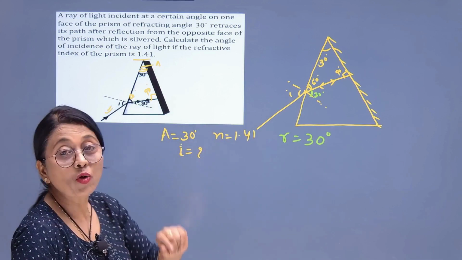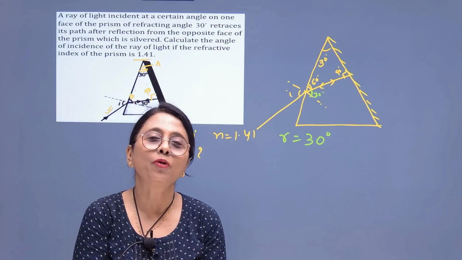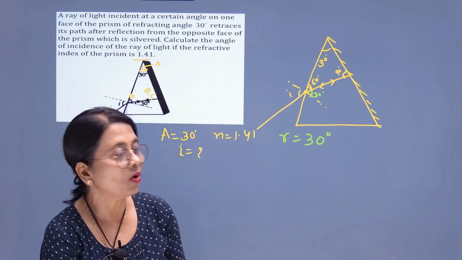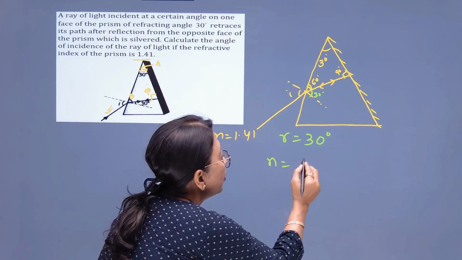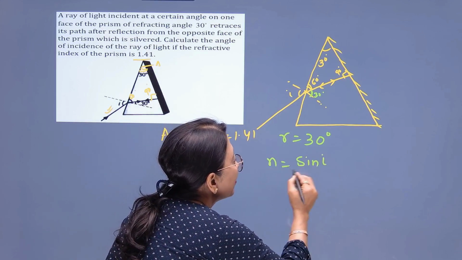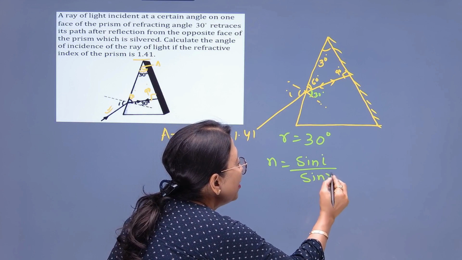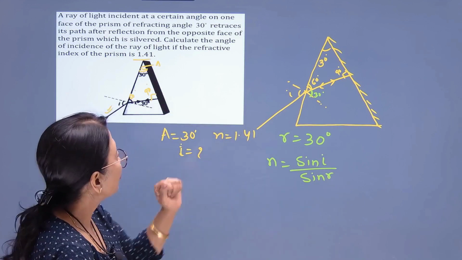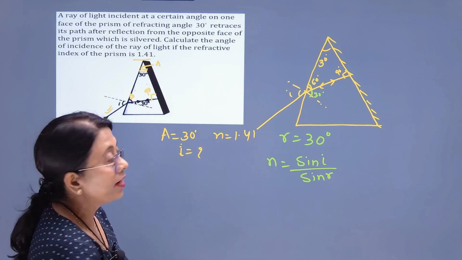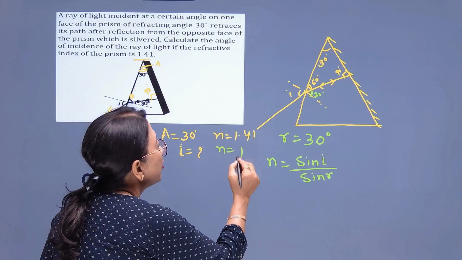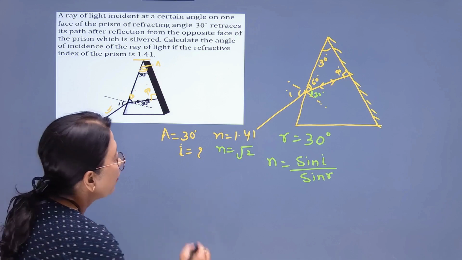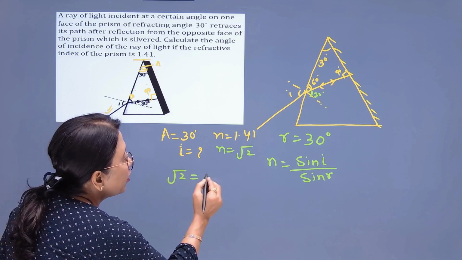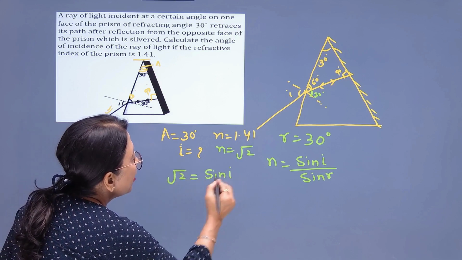Refractive index is given to you as 1.41, जिसको कि आप √2 भी दे सकते हो. You can take it also. And we know this formula now. That N is equal to sin I by sin R. So we are going to use this formula. N is 1.41. So we can write this as, इसकी वैल्यू √2 डाल देते हैं. So if we place this value, we are going to get √2 is equal to sin I by sin 30.